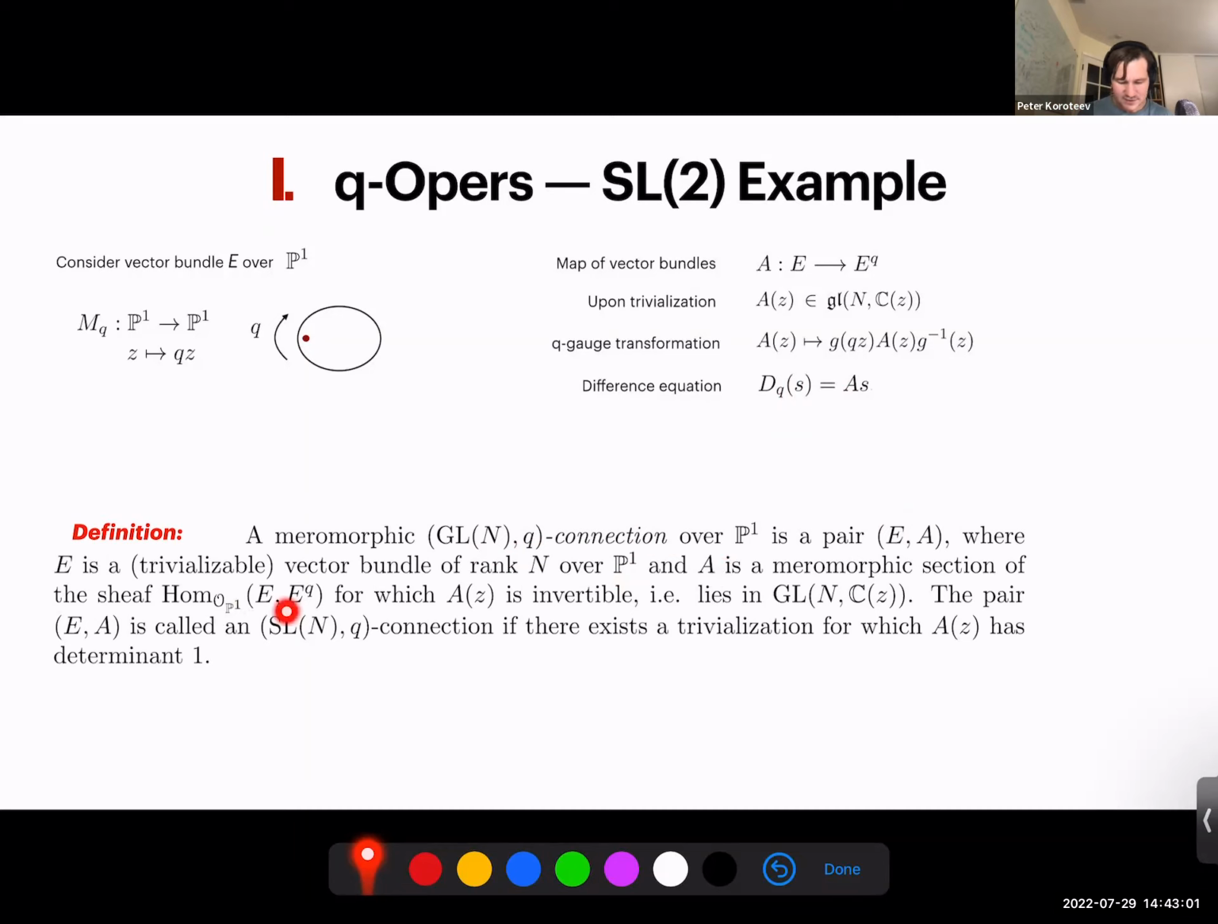So it's basically a fancy way to say that we have these linear maps which are well defined in every trivialization, such that A is invertible, so that's what GLN means. And then if you want SLN, we just require that the determinant is equal to 1. So this is the connection. Meromorphic if you allow certain singularities somewhere which do not accumulate.